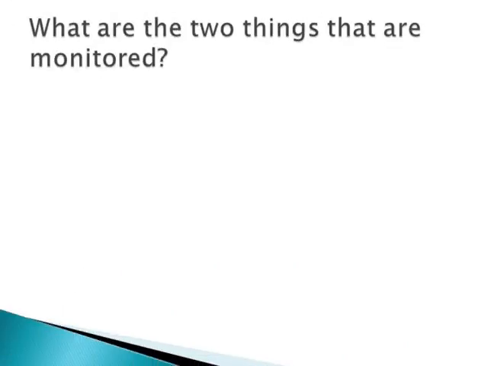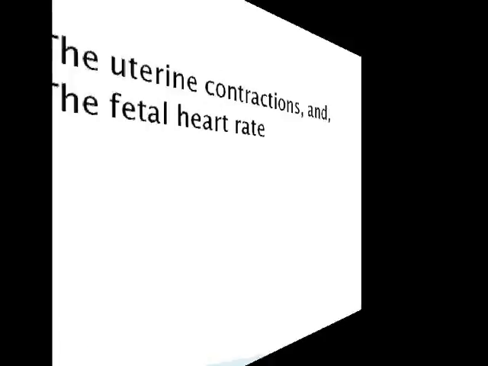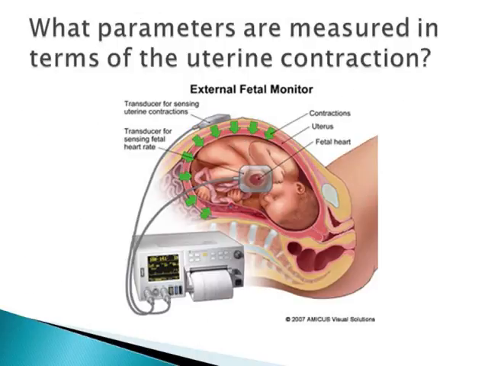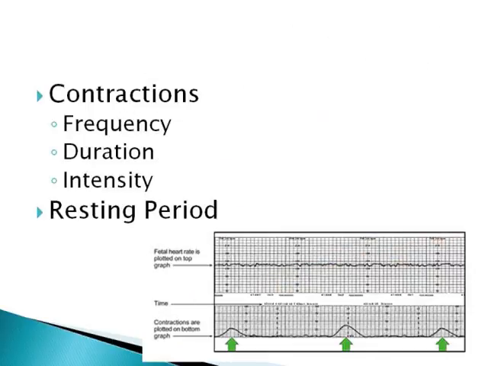What two things are being monitored? Well, the uterine contractions and the fetal heart rate. What parameters are measured in terms of the uterine contractions? We measure their frequency, their duration, and their intensity, and of equal importance, we measure the resting period.